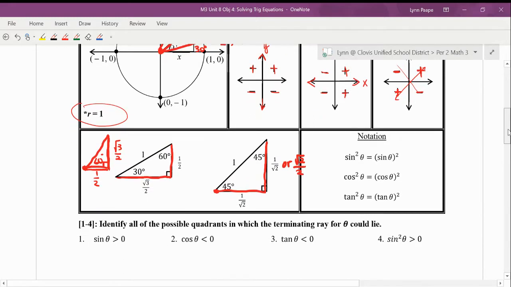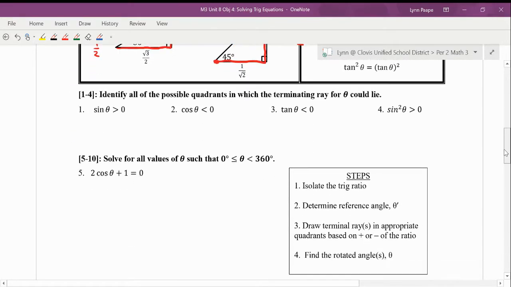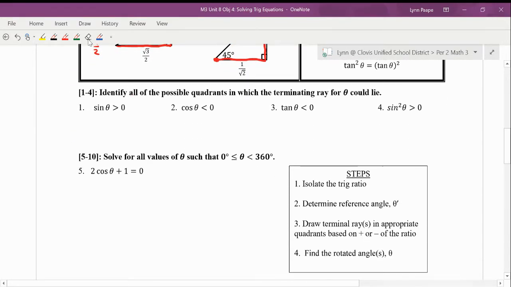All right, so let's go ahead and take a look at the first part here. This is asking us to identify our quadrants where the terminating ray would lie. So another way to think about this question is they're asking you, when is your trig ratio greater than 0? They're essentially asking you, when is the trig value, the ratio, going to be positive?